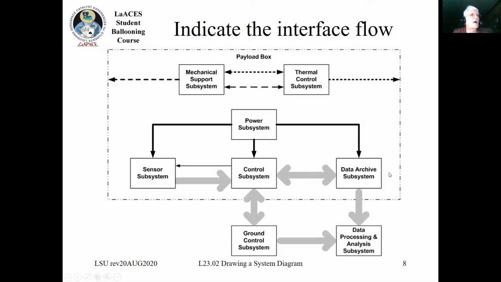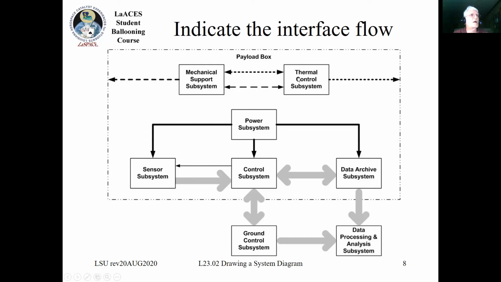You add your line. So obviously there's probably some communication data flowing between the control system and the data archive, right? The sensor system, you probably are reading it out. You probably aren't putting data into the sensor system. Sometimes you might, okay, but in this case you don't. Ground system, you're definitely downlinking data or uplinking commands. And then obviously data goes into your data processing. You don't send stuff back up to the payload from your data processing subsystem.